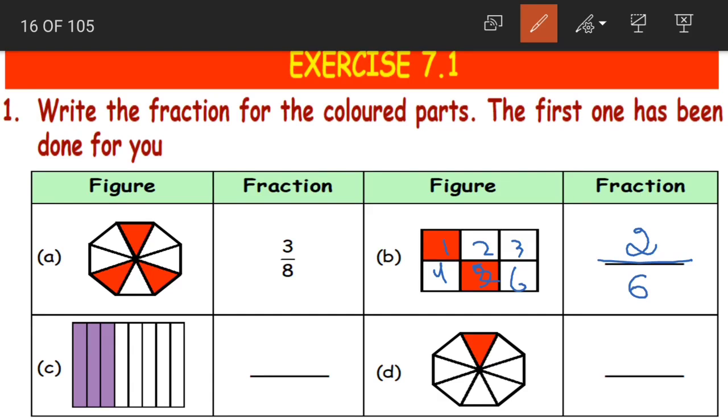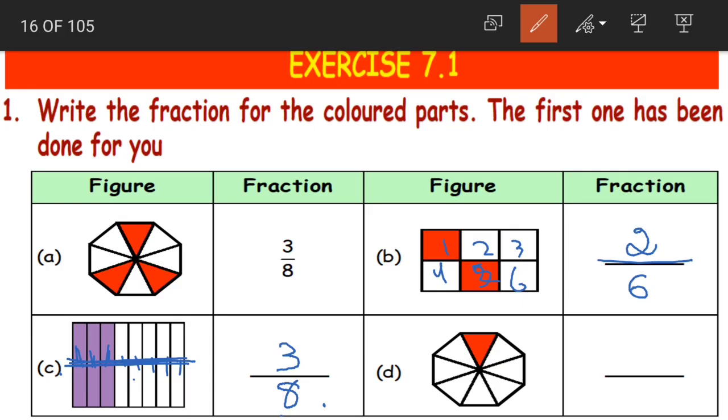Now coming to question C, we have 1, 2, 3 colored parts divided by 1, 2, 3, 4, 5, 6, 7, 8, 8 total parts. Okay, children, again when you are counting the total parts, remember to count the colored parts as well. So we have to count all the parts. The total parts are 8 and the number of colored parts are 3. So the fraction becomes 3 by 8.